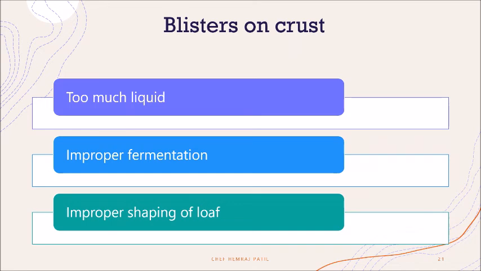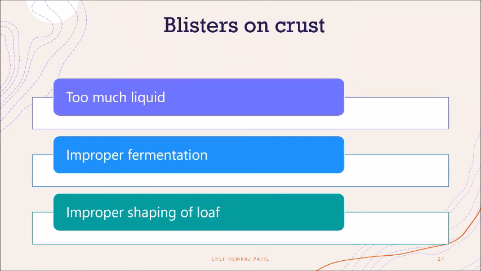Blisters on crust. Blisters means you see bubbles in the bread or under the top layer. That happens because of too much liquid. If too much liquid is used in the recipe, then while baking that liquid is going to convert into steam and blisters will form inside the bread.